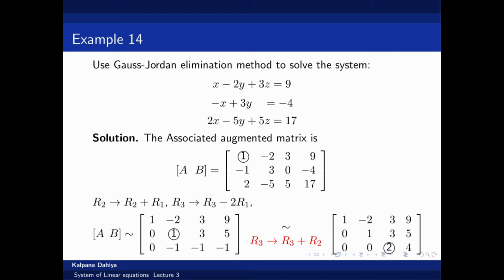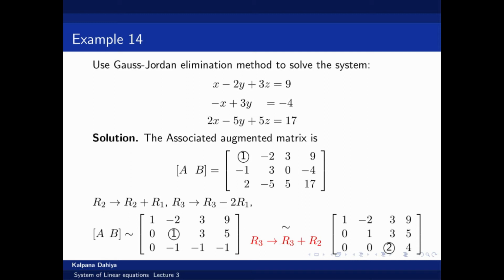The first entry in this row is a 1, which is non-zero. So this is the pivot element. Now using elementary operations, we make all the entries below this 0. For this, I am applying the first operation: change second row to second row plus first row. And for the third row, we have third row minus 2 times first row.